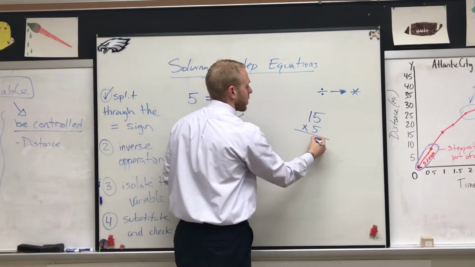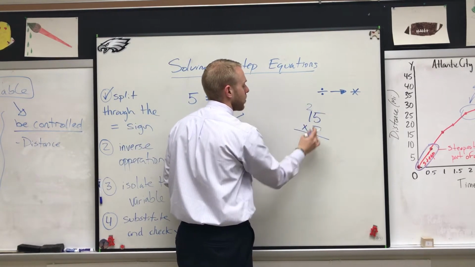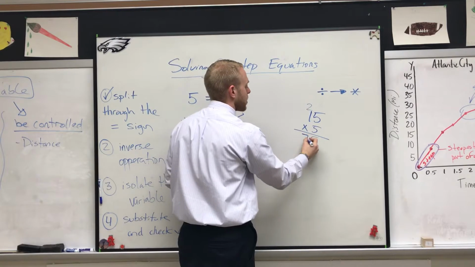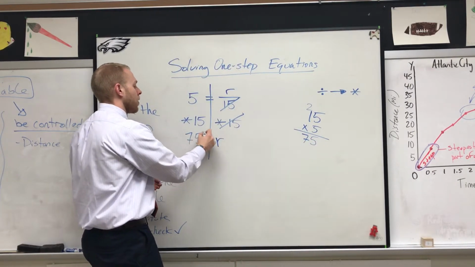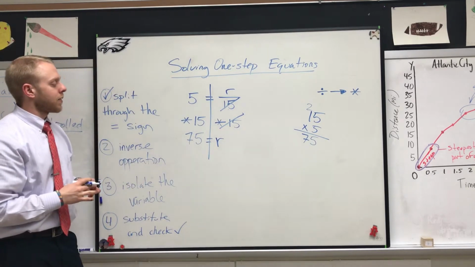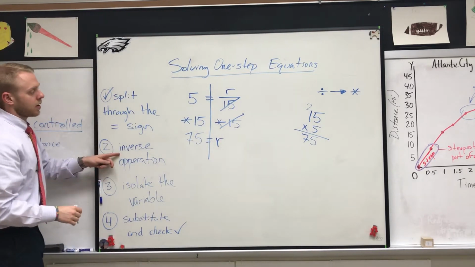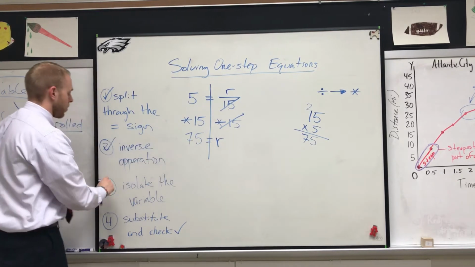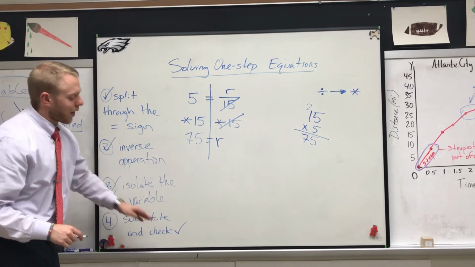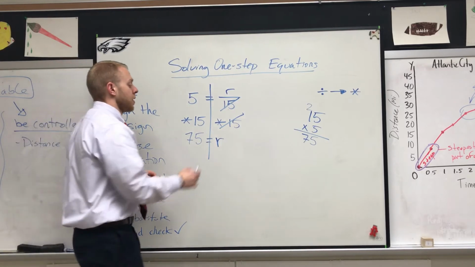5 times 5 is 25. Carry the 2. 5 times 1 is 5. Plus 2 is 7. 75. So my variable R is equal to 75. Did step 1, used my inverse operation, isolated my variable. I've now solved. Now I need to substitute and check.